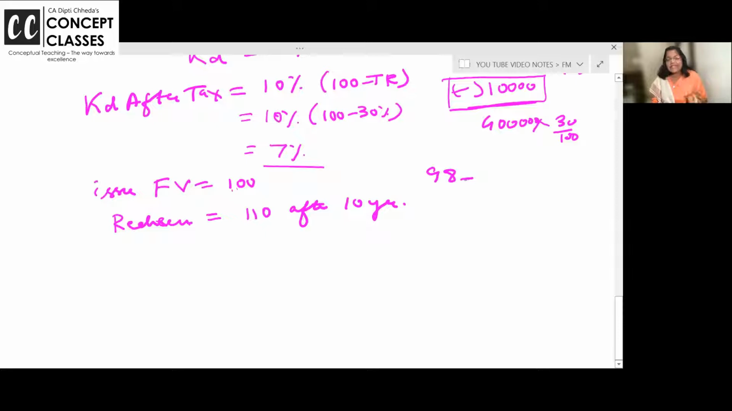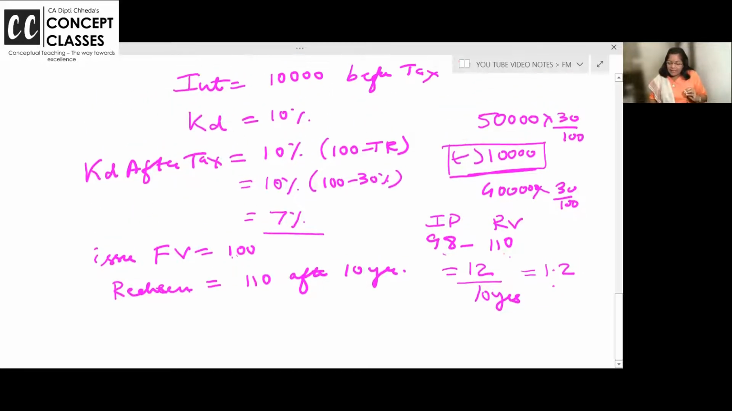There could be another option. If I issue at 98, 2% discount, and if I repay at 110, this is the issue price, and 110 is the redemption value. Redemption value means after 10 years, I'm going to pay you 110. Right now, I'm taking 98 from you. So how much is my loss? 12. And do I have to pay this 12 rupees loss? Can I cover it up over 10 years? So every year, should I bear 1.2 cost per debenture?